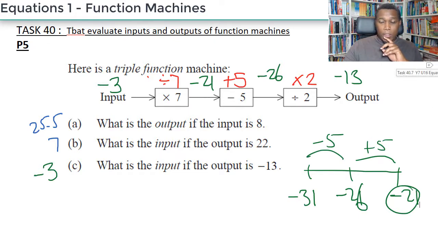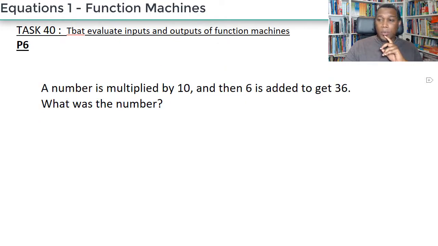This was 9. Okay, right. This is the next question I would like you to do. Word problem. The idea here is you reframe this question as a function machine. Try to do that. Reframe this as a function machine, and then you'll be able to get the answer. Pause, have a go. And let's see what this should look like.